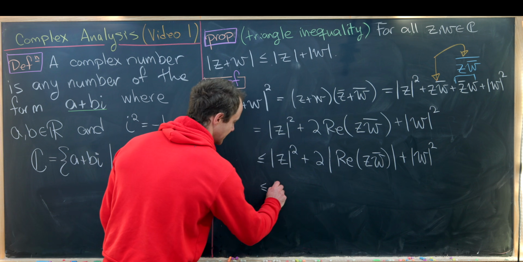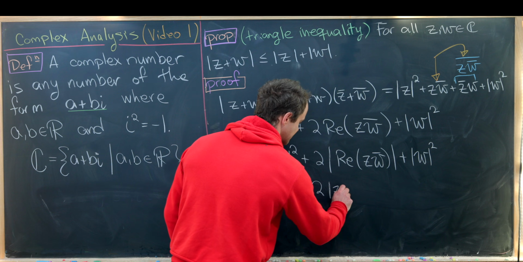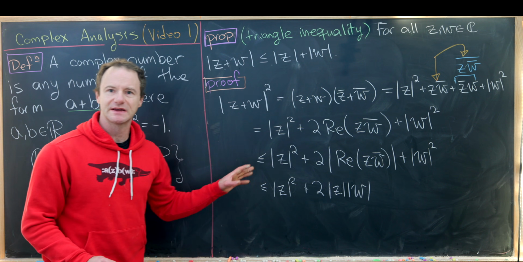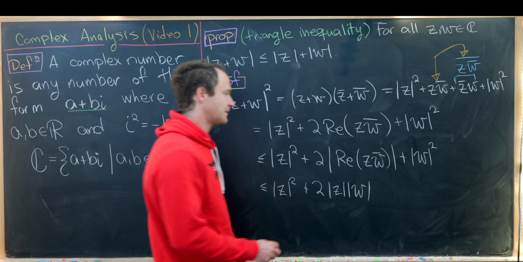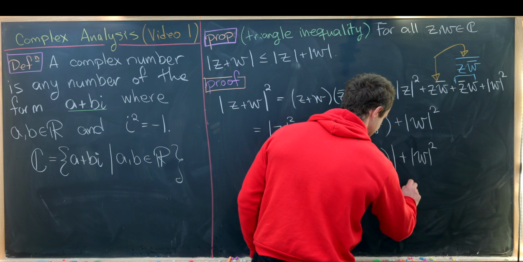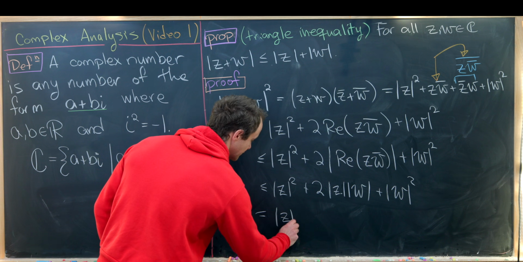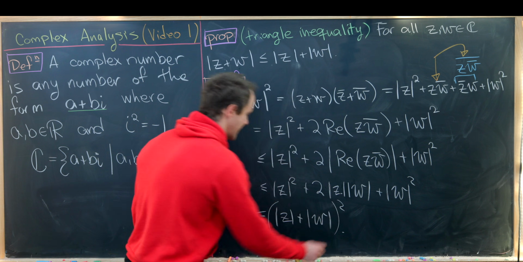So this is less than or equal to the modulus of z squared plus 2 times the modulus of z times the modulus of w, where I've skipped a very small step in there. Maybe post in the comments if you know what it is. And then plus the modulus of w squared. But notice that factors out nicely to the modulus of z plus the modulus of w, quantity squared.